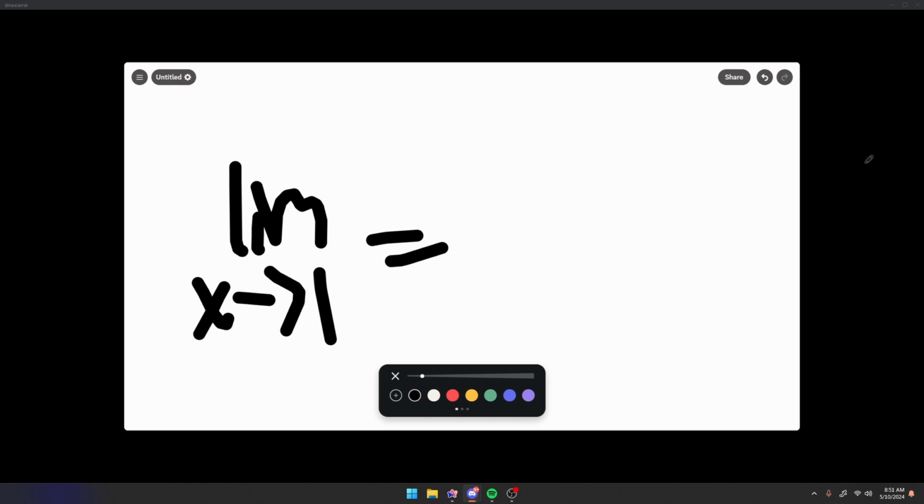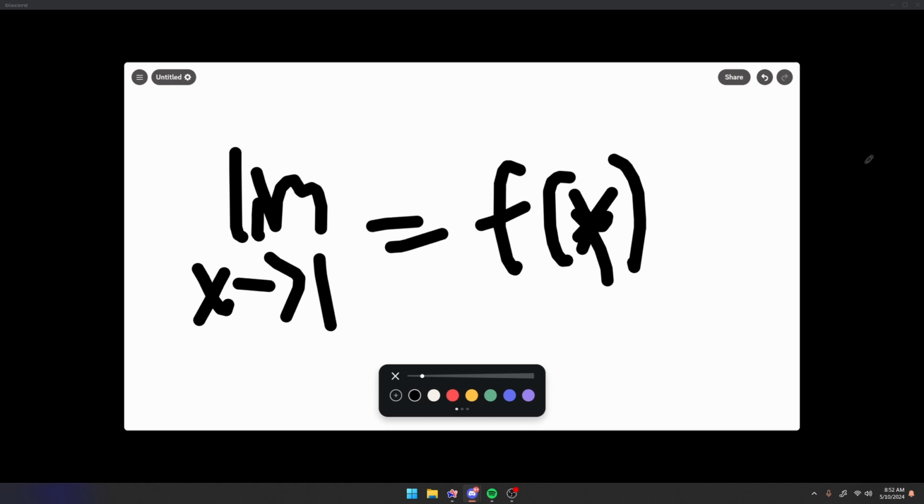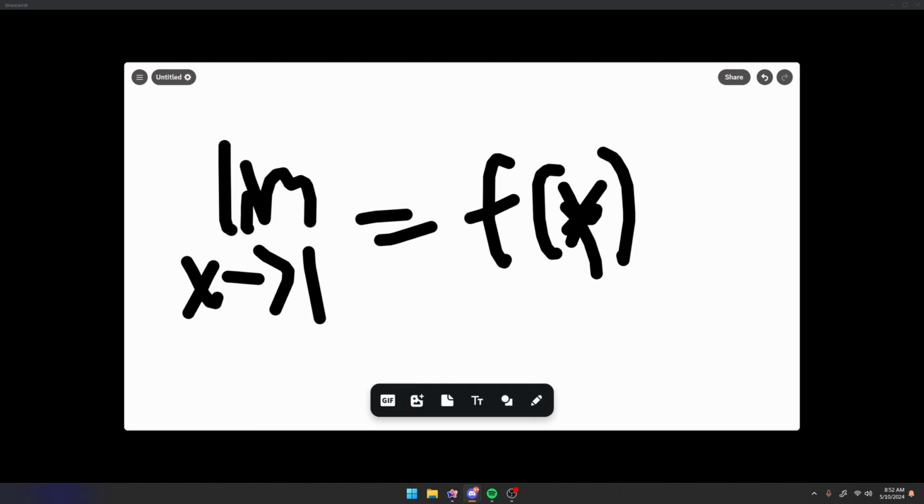So it looks like lim x to the 1 is equal to, and then there's normally a function here, and functions are like input-output stuff. Whatever. Not important. Limits, yeah, you don't need that.